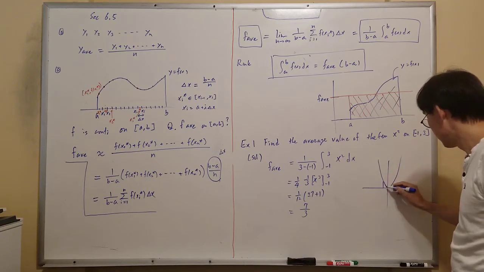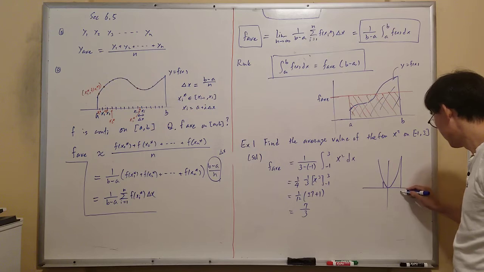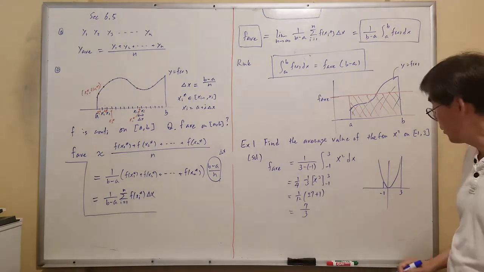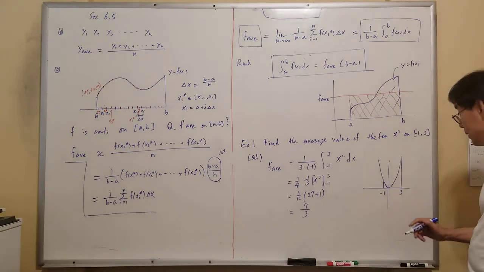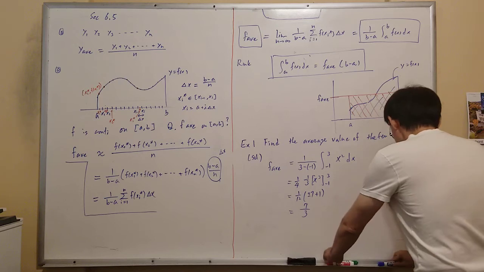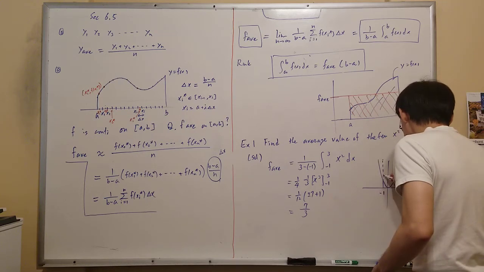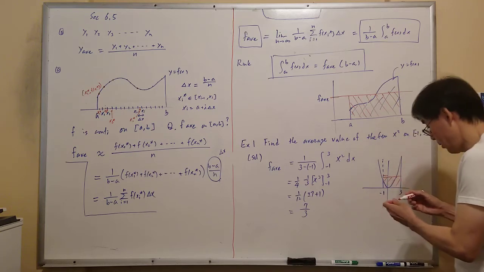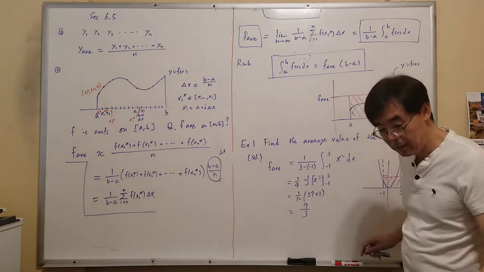So when you have a graph like this, the average is just about 2.33. If you draw a line at 2.33, you keep the same area as on the graph.